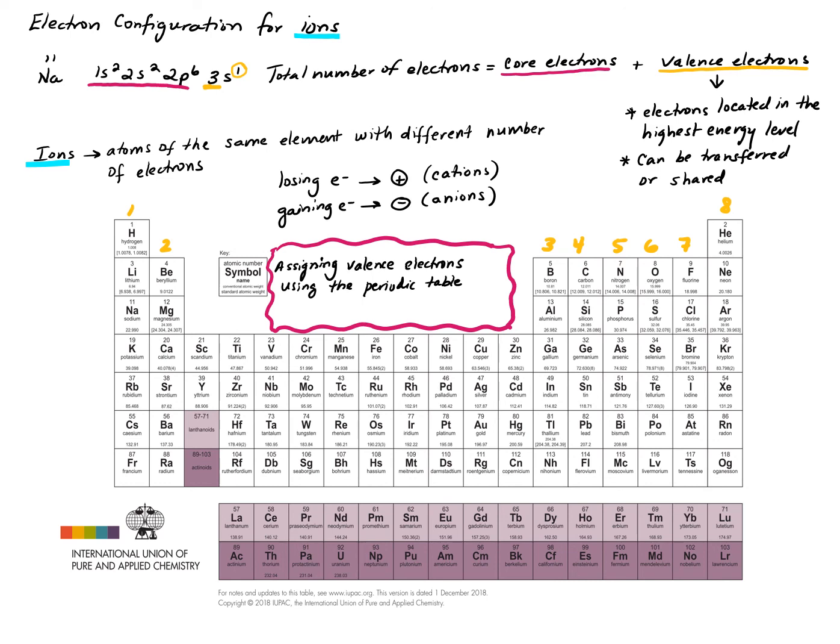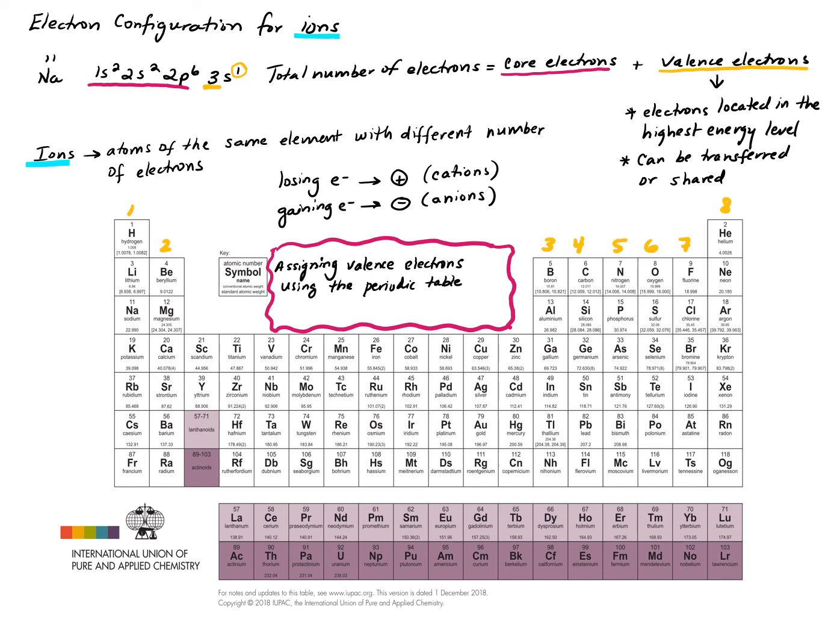Now, valence electrons are very important, and we focus on them instead of core electrons because valence electrons are responsible for the reactivity of the atom. The valence electrons can be transferred or they can be shared. When we say transfer, what that means is that electrons can be given up or an element can gain electrons. If an element gives up electrons or gains electrons, what you're getting is an ion.